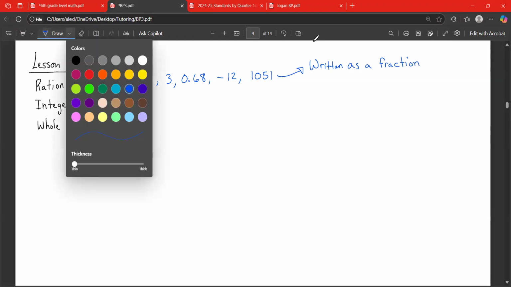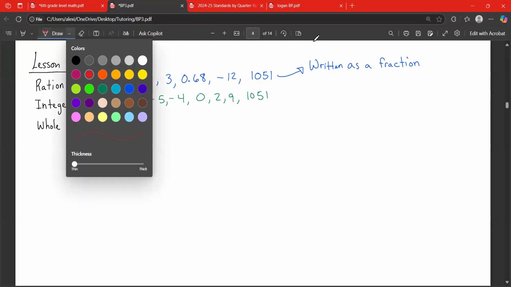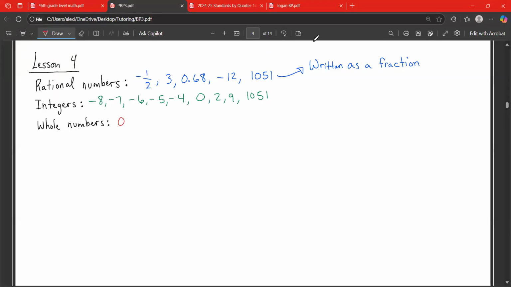All right, let's get some integers. So -8, -7, -6, -5, -4. I'll skip some. 0, 2, 9, 1051. These are all integers. And lastly, let's put down some whole numbers. 0, 1, 2, 3, and etc. So I'll just go dot, dot, dot.